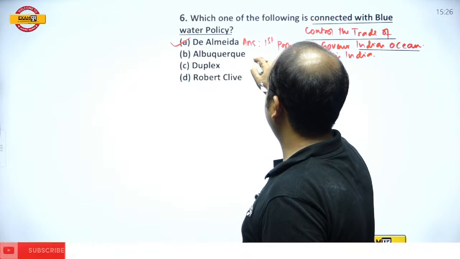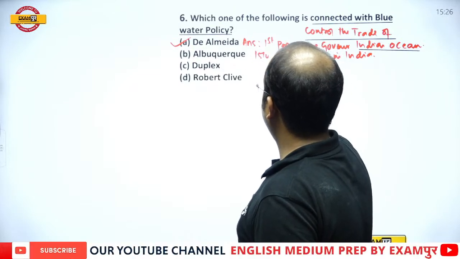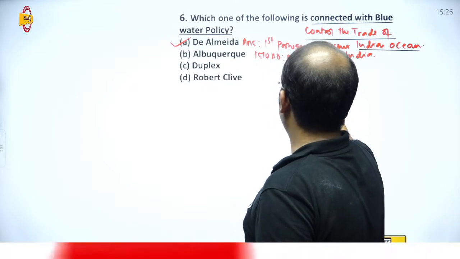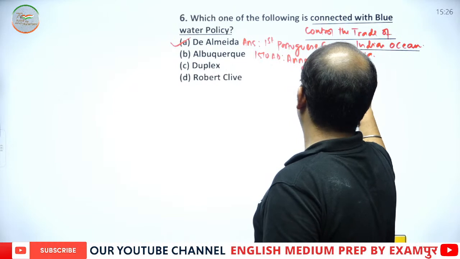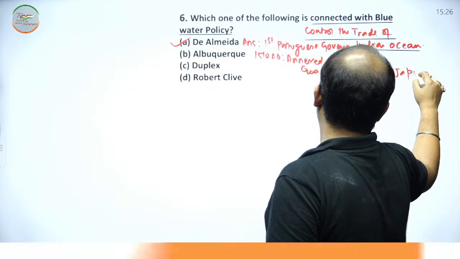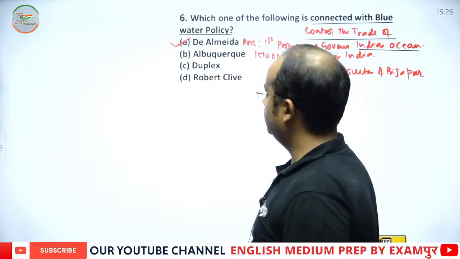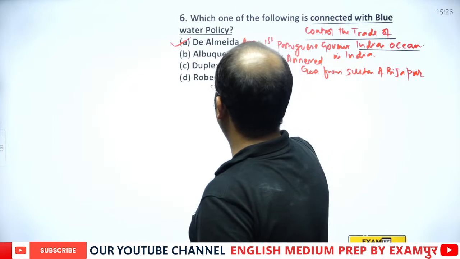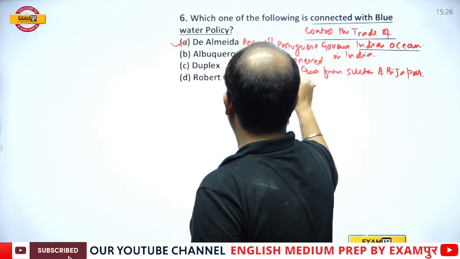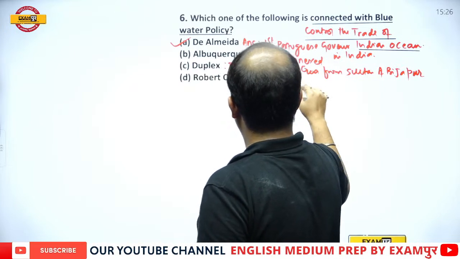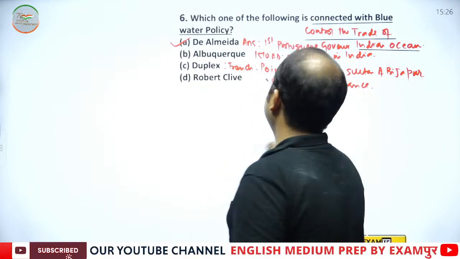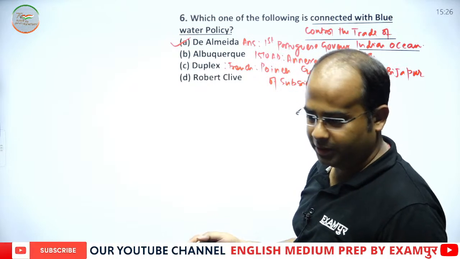Now Albuquerque, in 1510 AD, guys, he annexed Goa from the Sultan of Bijapur. That was Yusuf Adil Shah. Then Dupleix, he was French, and he was the pioneer of the subsidiary alliance. That means he used to rent the army of the French to the Indian kings.